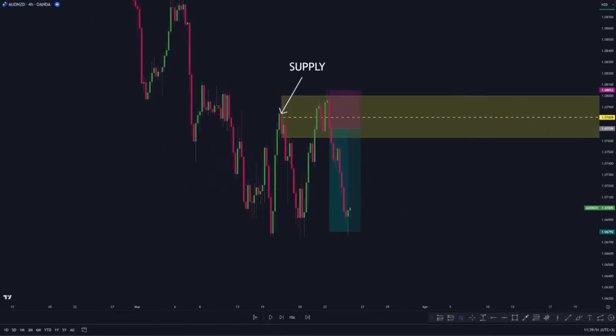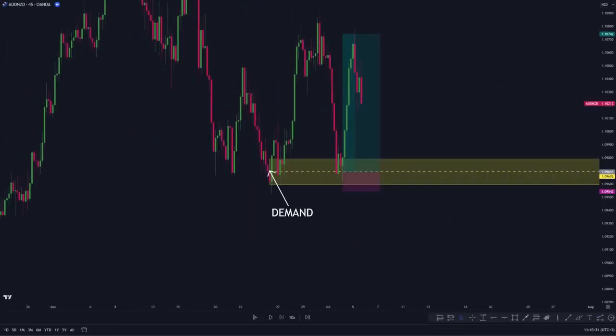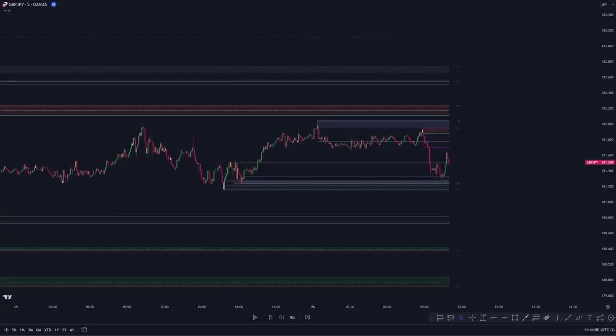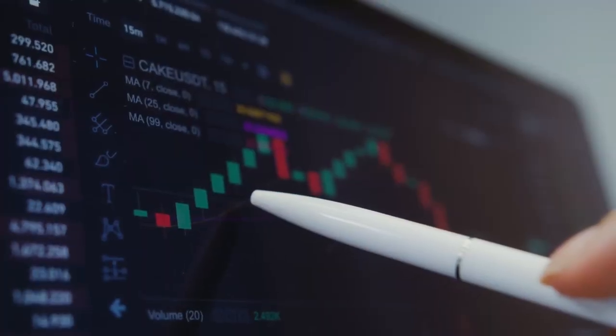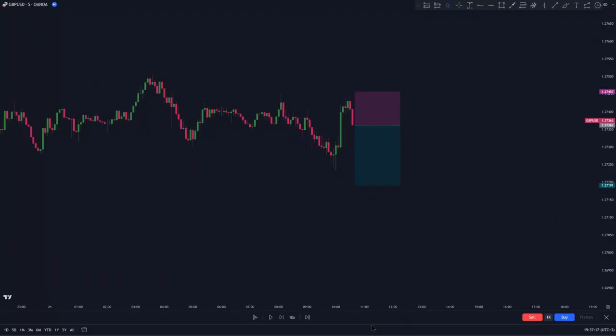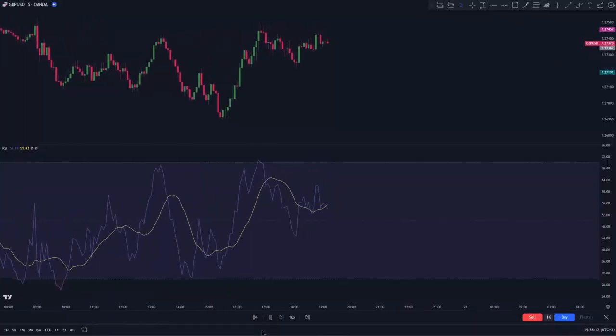This is supply and this is demand. And this is a supply and demand indicator that we can use to identify and plot the supply and demand zones. Supply and demand is probably one of the most essential aspects of trading with price action. It can predict whether the price will rise or fall, gain momentum or lose momentum.